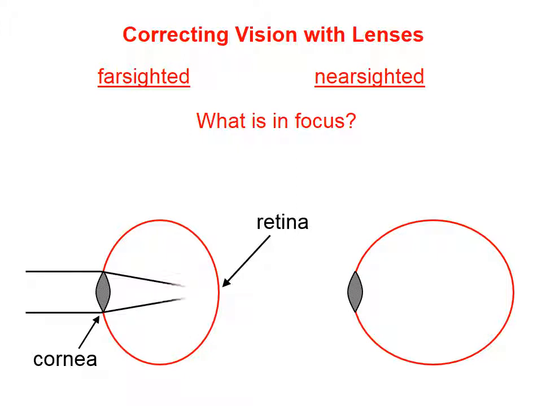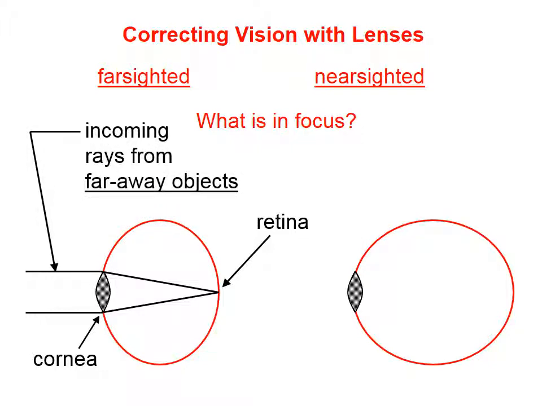People who are farsighted see objects that are far away in focus. So these rays here from faraway objects are essentially parallel. An object that's far away, these two rays are essentially going to be parallel. They are refracted a certain amount, and there's a nice sharp focus right there on the retina. So this farsighted person will see a faraway object in focus.